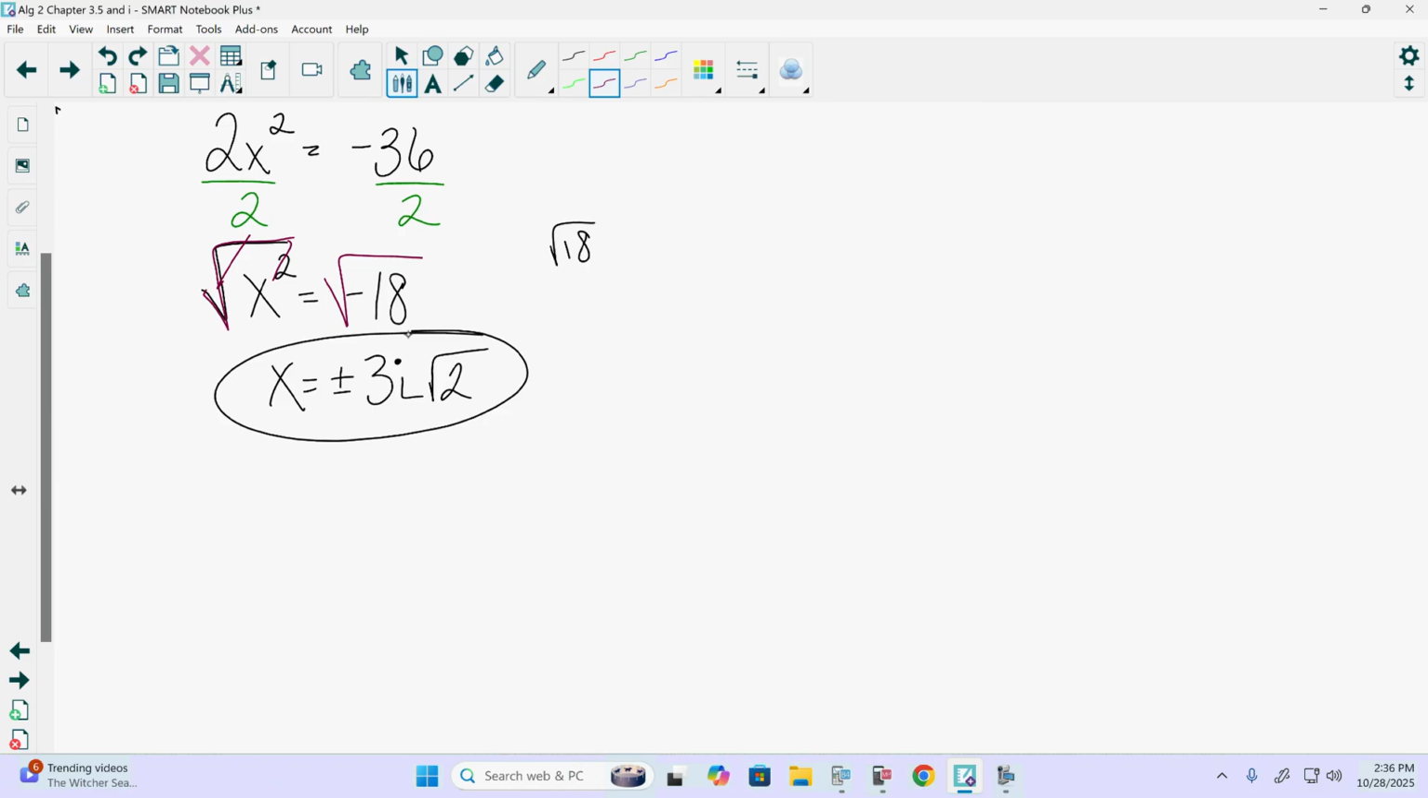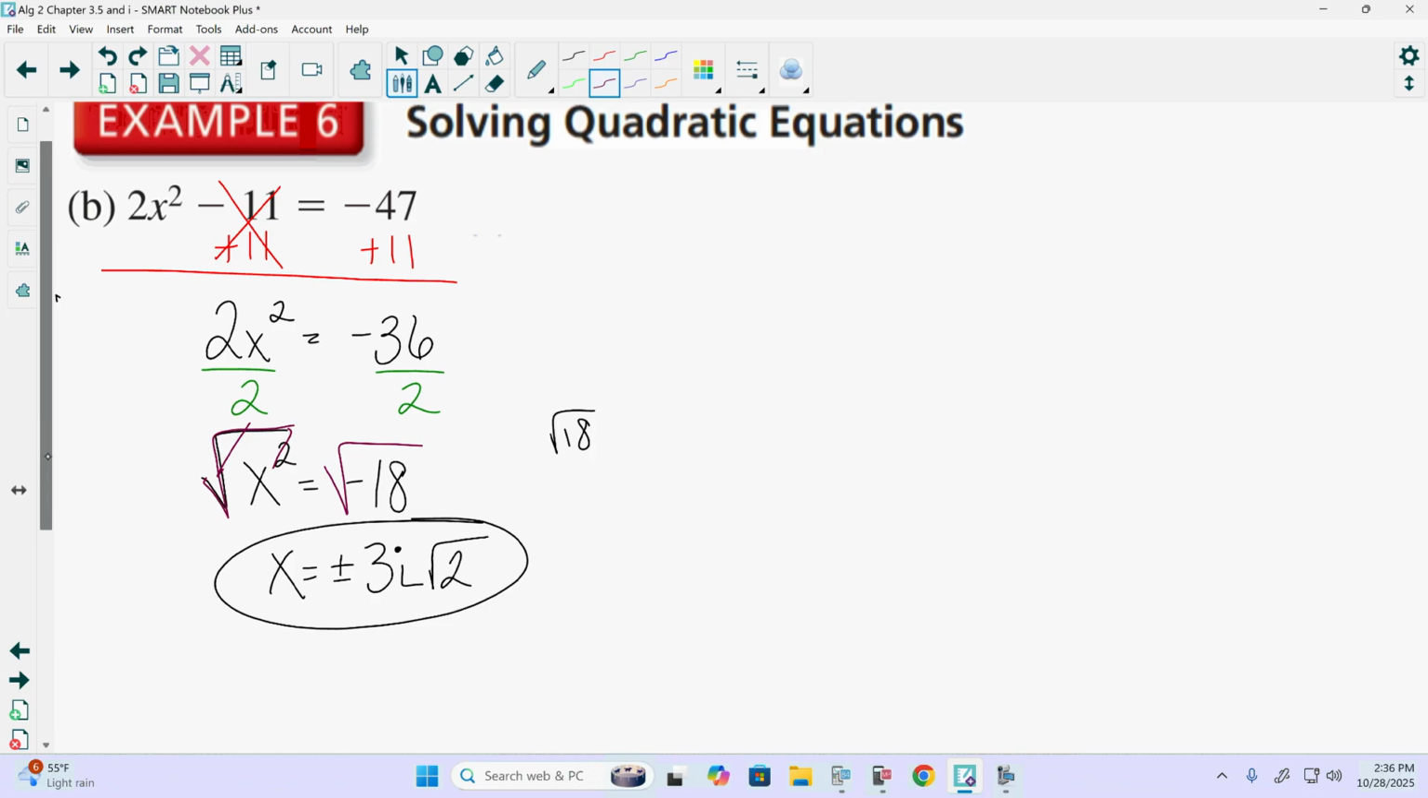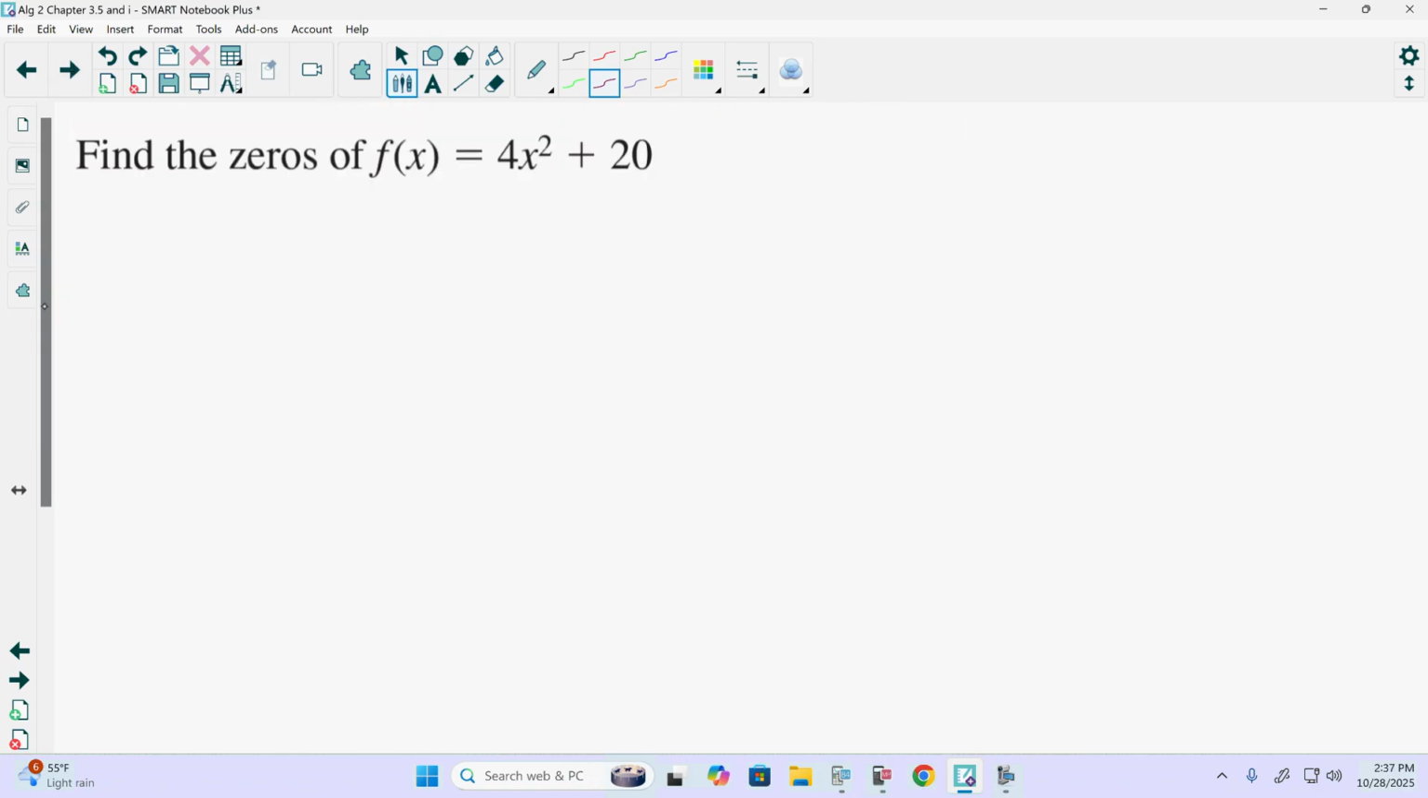So the TI-30XS is very nice in simplifying these radicals. But we do kind of have to do this in-between step of removing the negative as i and then letting it do the rest of the simplifying for us. Questions on this here? And the reason this works so nicely is because, again, we can use the square root method. We can get the variable being squared by itself, square root both sides, and then we're done.